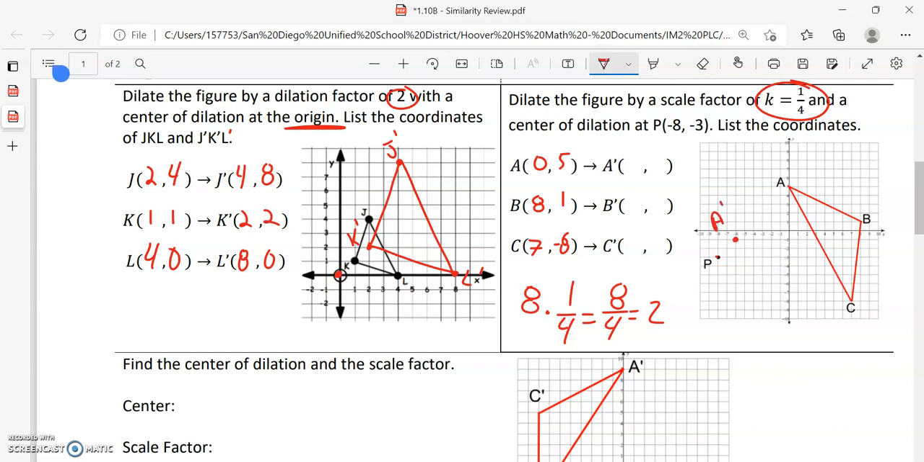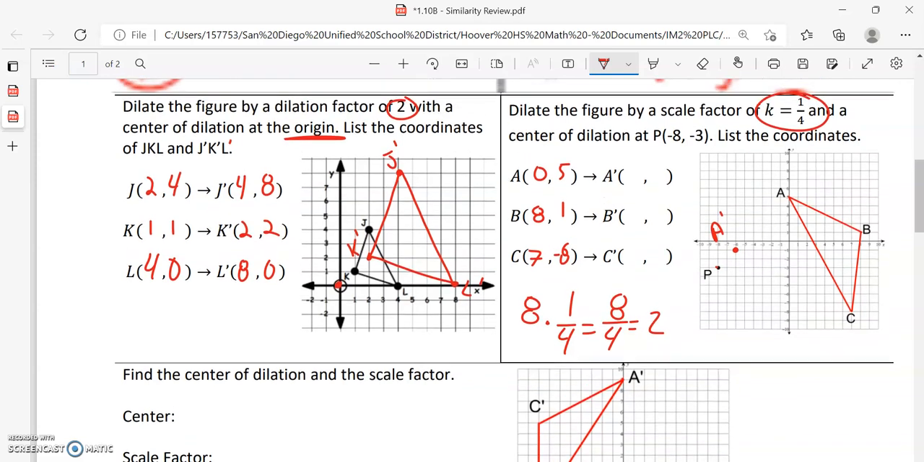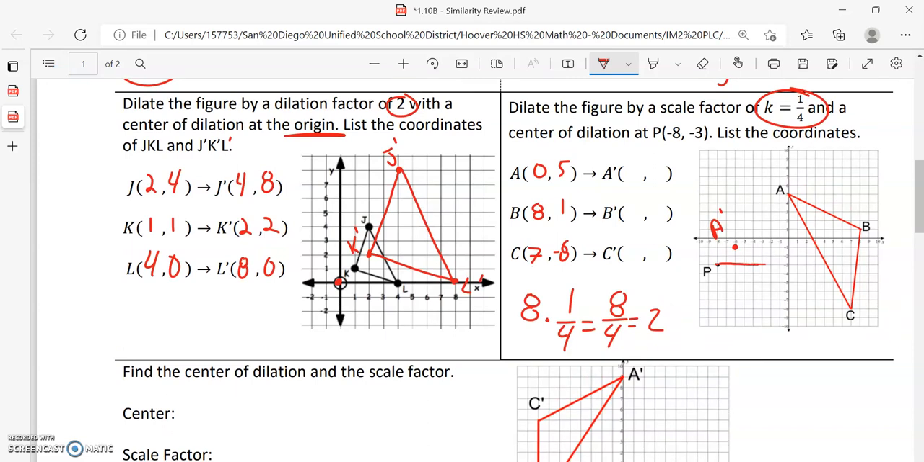Now let's count over to B. So -8 all the way over to +8, that is 16 over. 16 times 1/4 is 4. So we're going to go over 4 instead of 16. And then also counting up to B, it's 1, 2, 3, 4 up. 4 times 1/4 is 1. So we're going to go over 4, and we're going to go up 1. So right there.